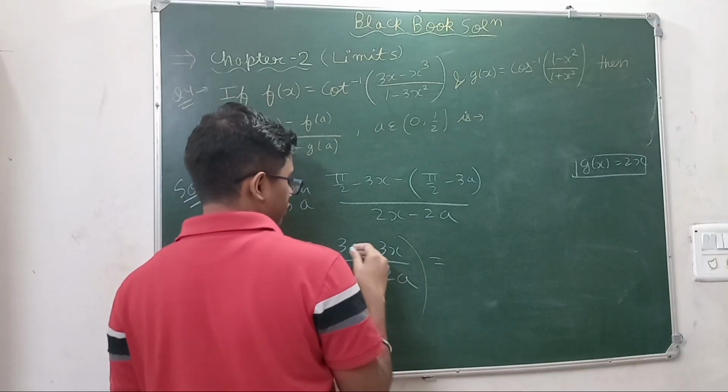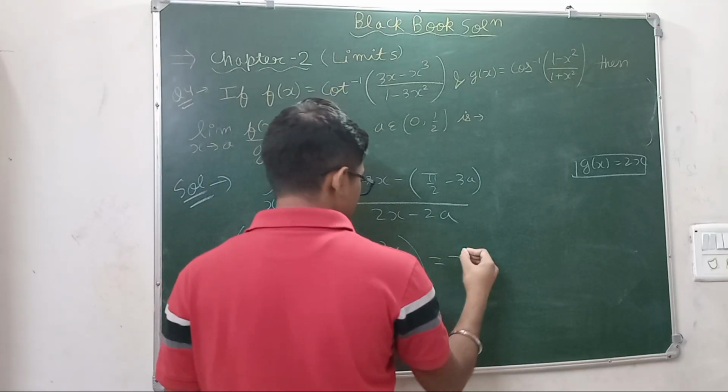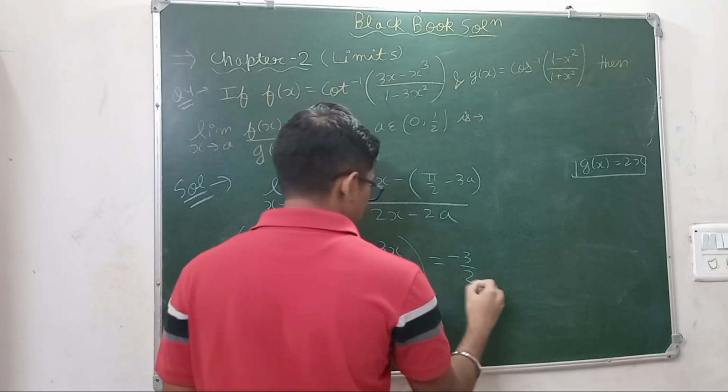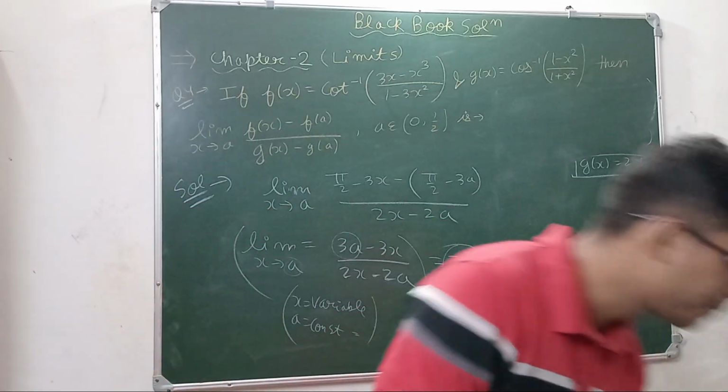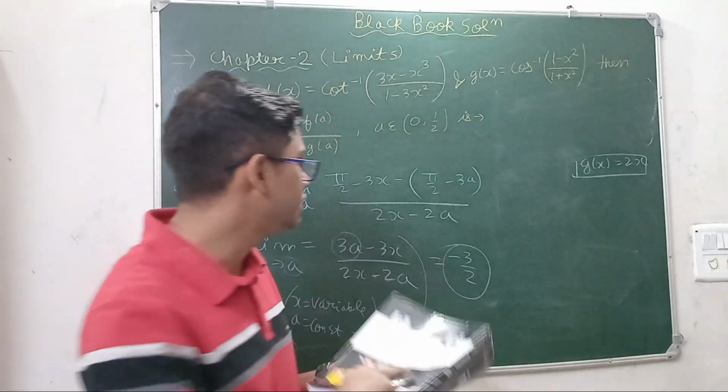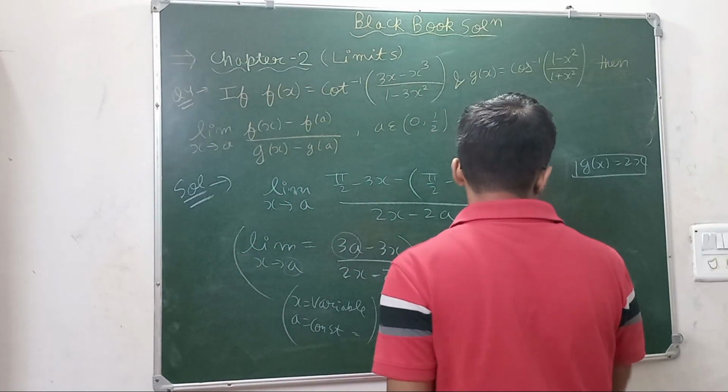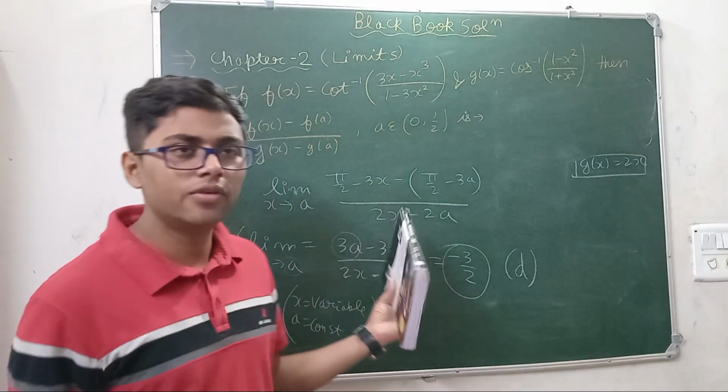If you differentiate it, this is 0, so minus 3, and here upon 2 and this is 0, so minus 3 by 2 is the answer for this particular limit. Okay, yeah, option number D is the answer. Okay, it was also a very simple question.